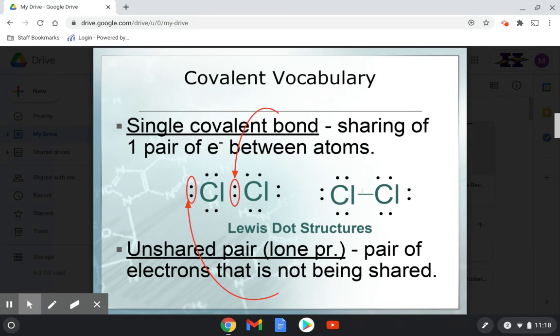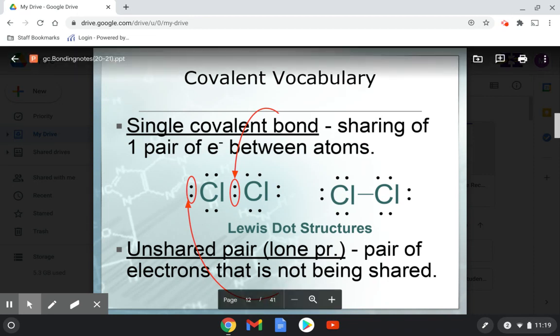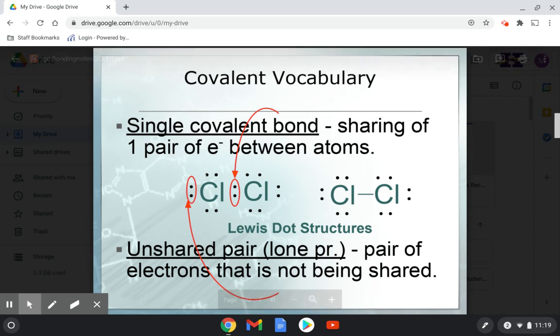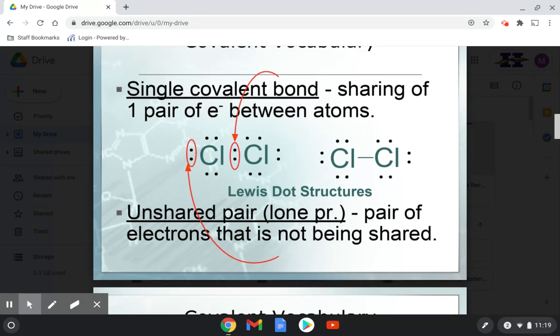An unshared pair is a pair of electrons that is not being shared. So again, if there isn't this line here showing the covalent bond, all of these electron pairs here are going to be those lone pairs. And again, they'll have their own charge based on the charge that is being seen. But again, this pair here is a lone pair, this pair here is a lone pair, and so on. So again, it's those pairs that aren't being used for some type of covalent bond.